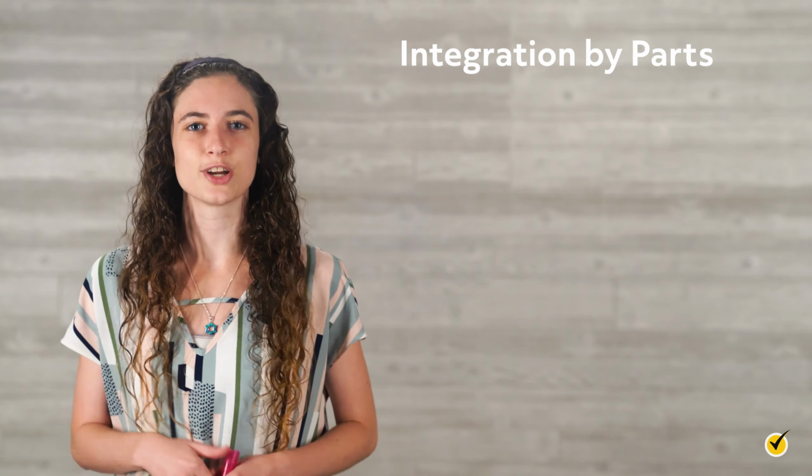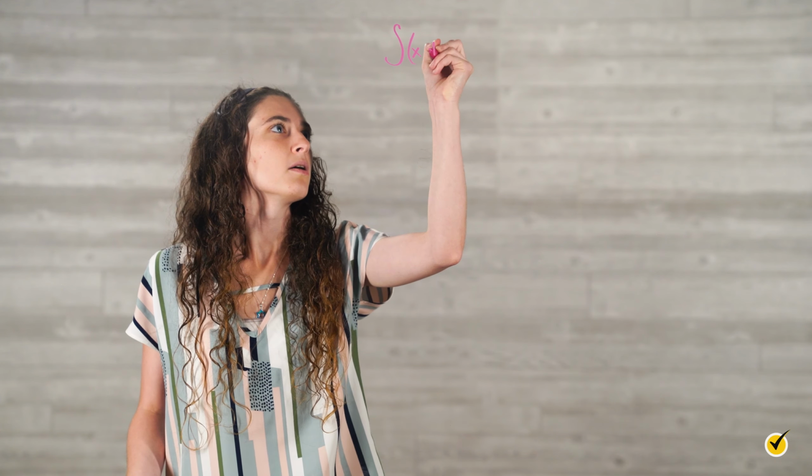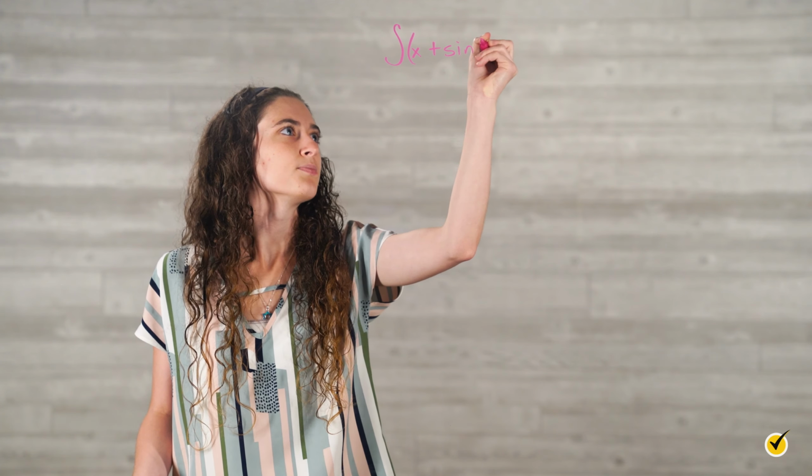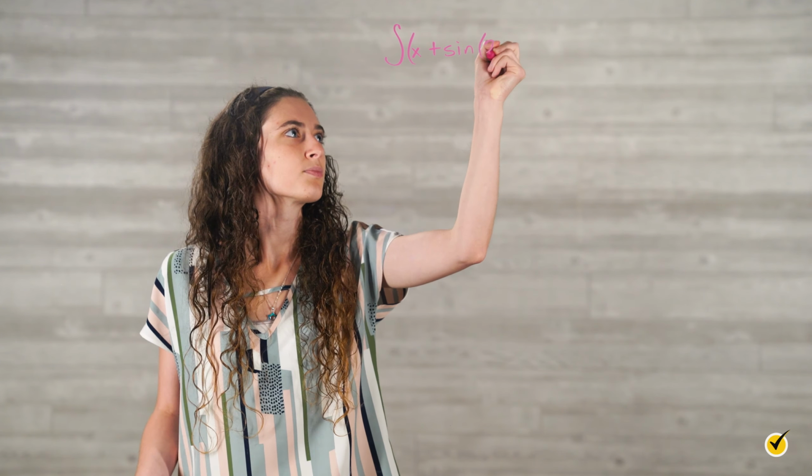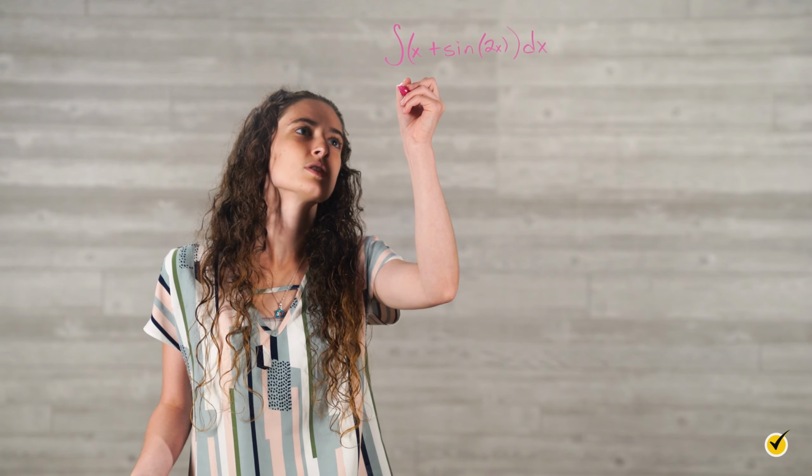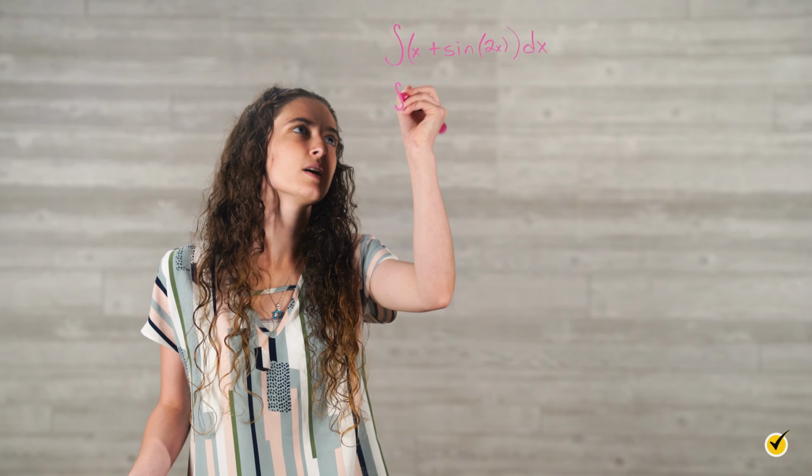To begin, let's take a look at a problem we should already be able to solve. The integral of x plus sine of 2x dx. First, we can break this into two separate integrals by using the addition rule. The addition rule says that we can break it up where there's a plus sign, so we'll have the integral of x dx plus the integral of sine 2x dx.